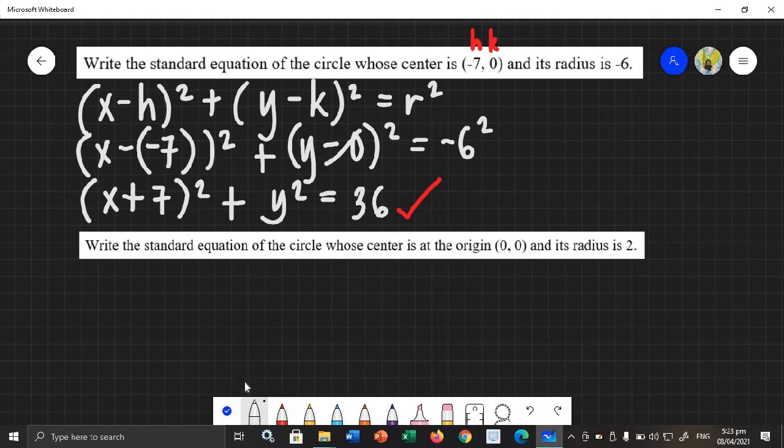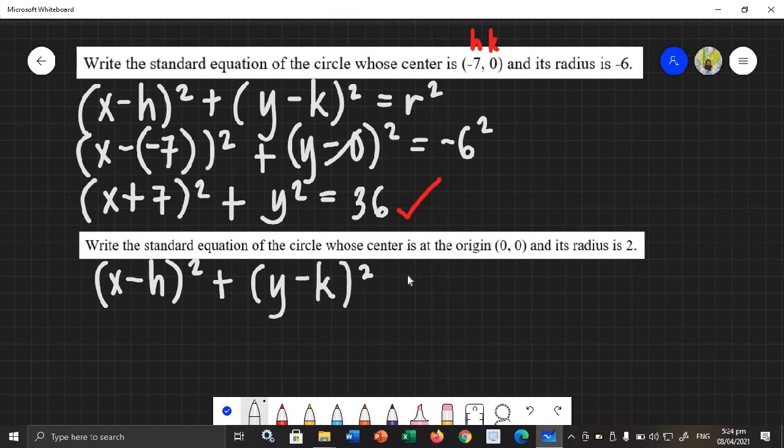Last example, we will be writing the standard equation of the circle whose center is at the origin. So, when the center is at the origin, the ordered pair is (0, 0). And its radius is 2. So, again, using the standard form, quantity x minus h squared plus quantity y minus k squared equals r squared.